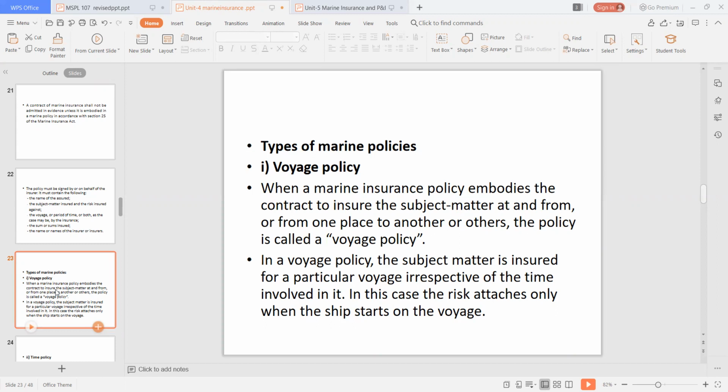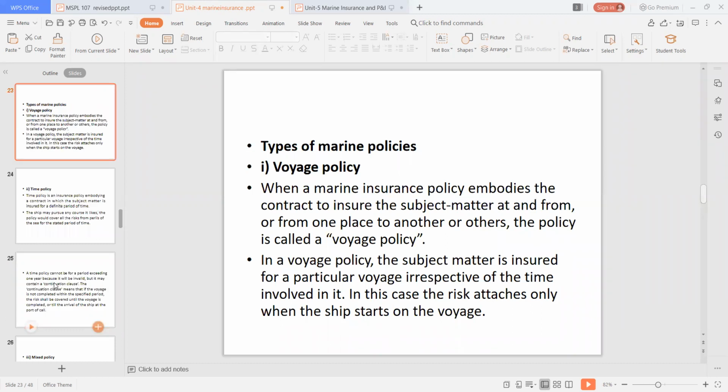So marine policies differ. First one is voyage policy. It's one of the important questions in the examination: what are the different types of marine policies normally used? So kindly note down this.